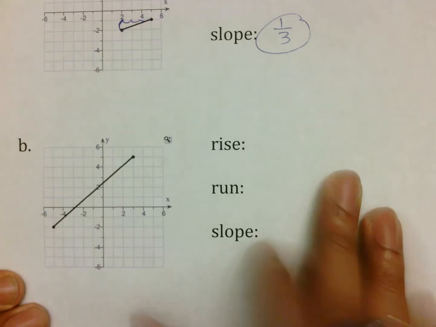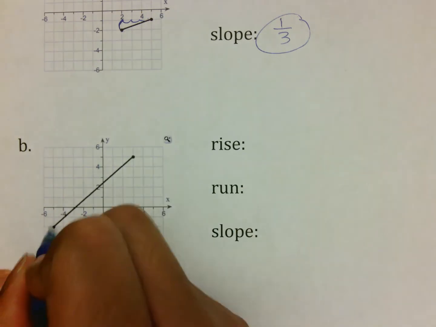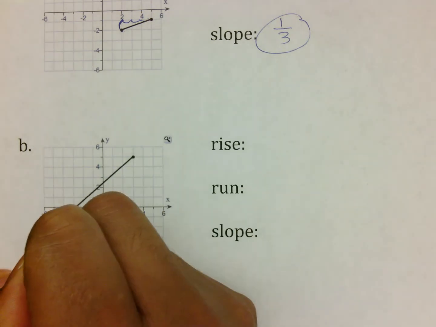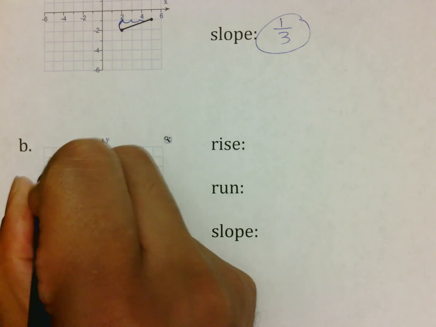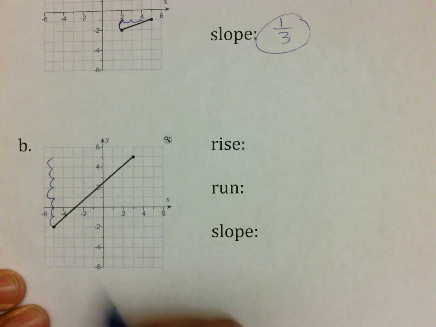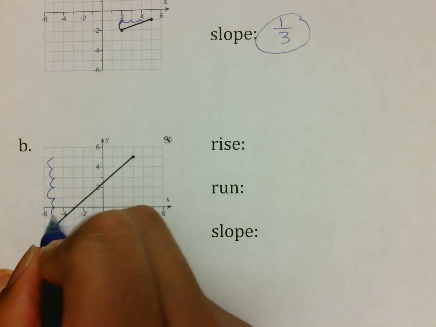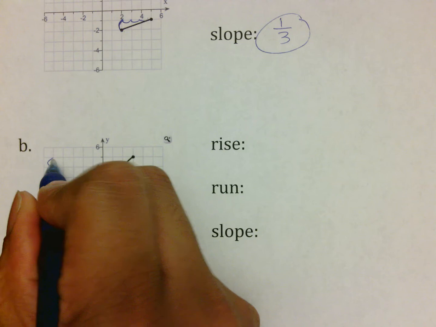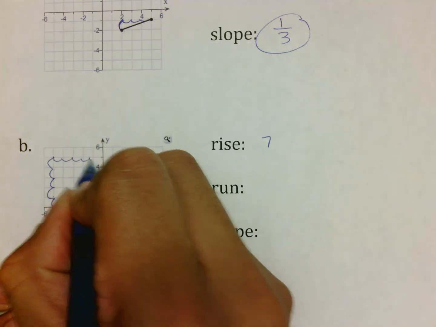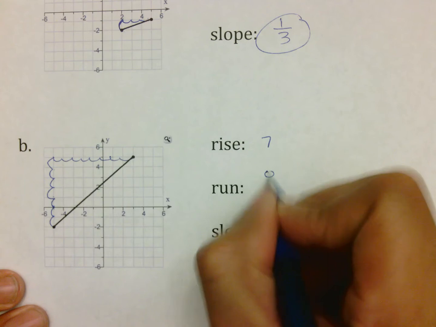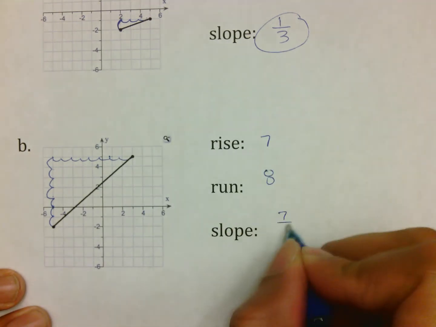B, again, starting from the left. Don't ever start from over here, start from over here. You want to count your up steps or down steps first. We go 1, 2, 3, 4, 5, 6, 7. I do this so you can actually see my jumps, but 1, 2, 3, 4, 5, 6, 7 is my rise. 1, 2, 3, 4, 5, 6, 7, 8 jumps going on the run, which means that my slope, being rise over run, is 7 over 8.